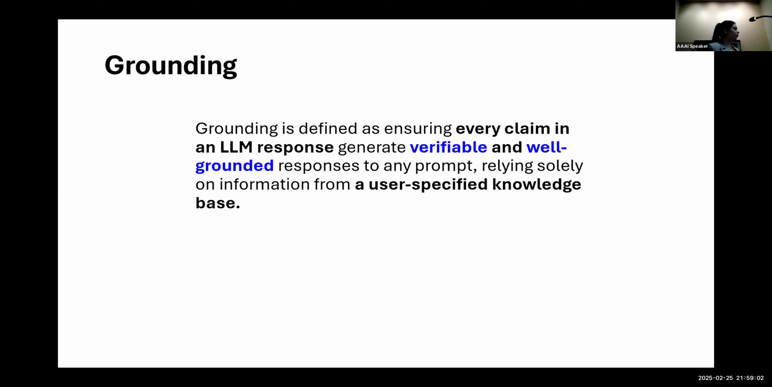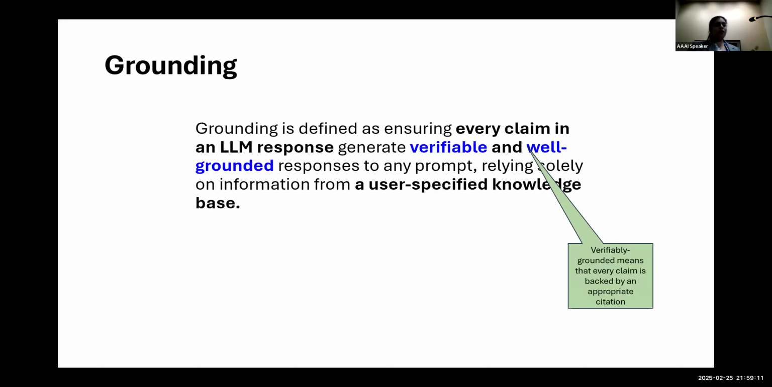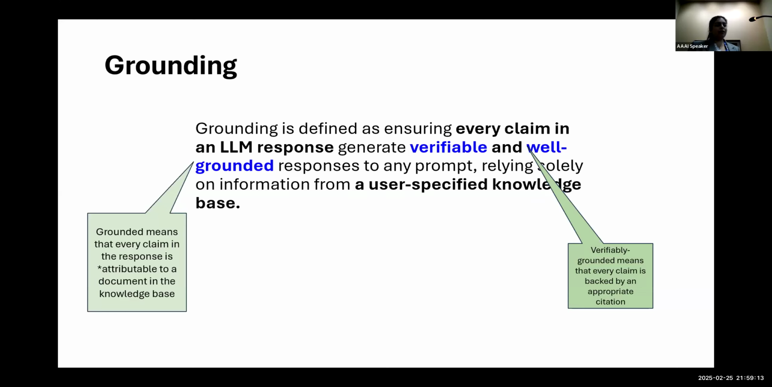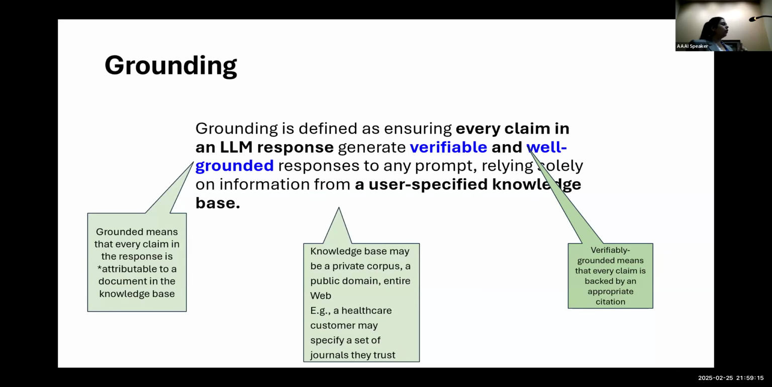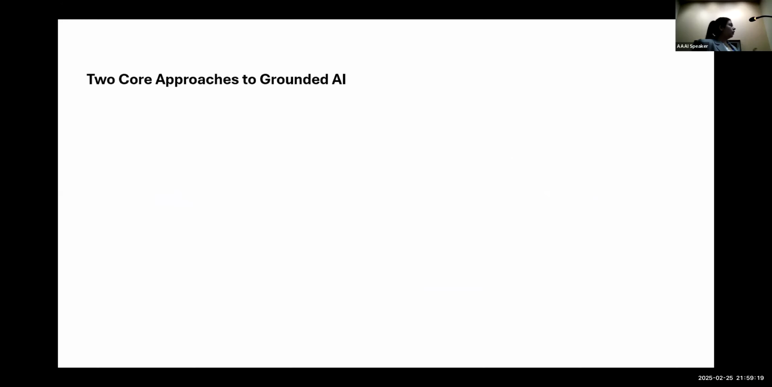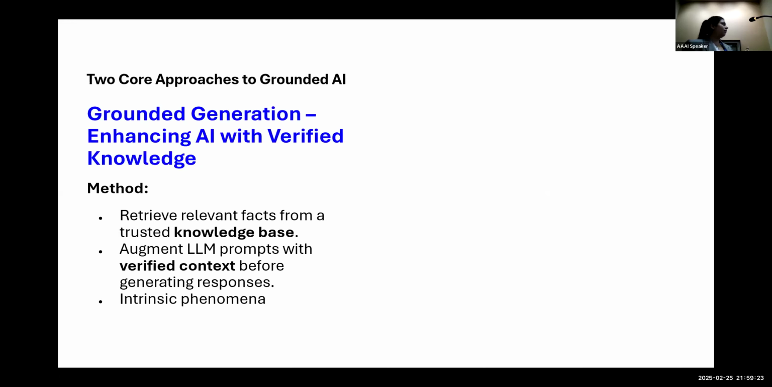If we see the grounding definition in terms of source attribution, every claim in an LLM response should be verifiable, well-grounded, and answered with a proper knowledge base, retrieved from a proper knowledge base. So in the source attribution domain, we can define two approaches to ground AI.